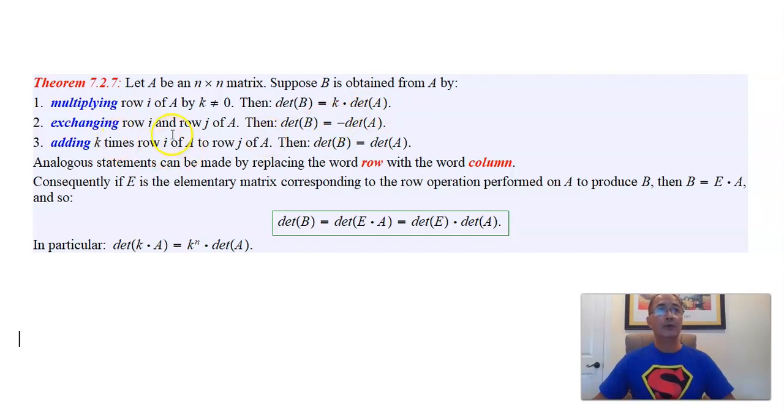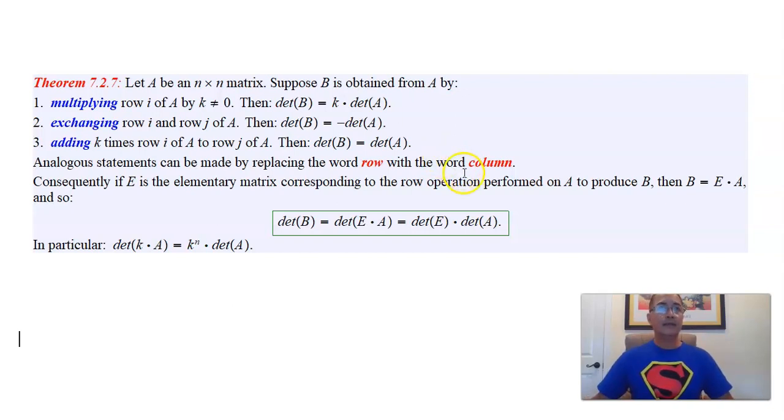Similarly, if we exchange row i and row j of A to produce B, then the determinant of B is the negative of the determinant of the original matrix A. And finally, if we add k times row i of A to row j of A, a type 3 operation, we don't change the determinant. The determinant of the new matrix B is exactly the same as the determinant of the original matrix A. And of course, we can also do column operations.